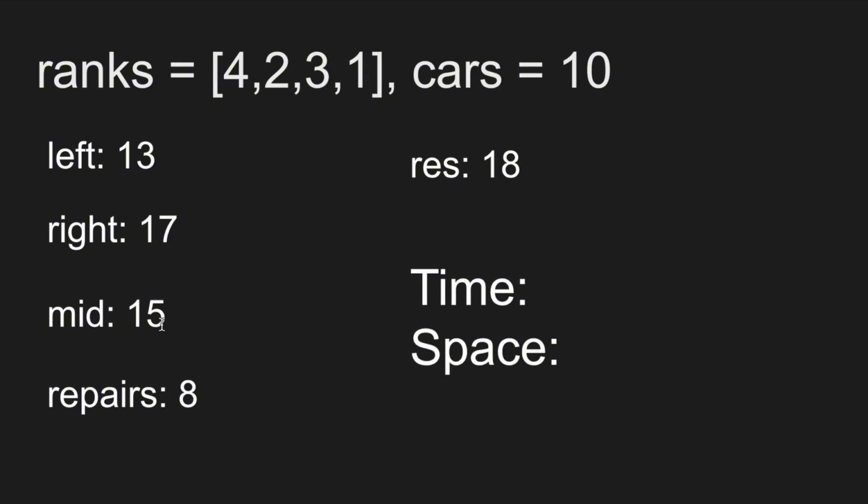Now with a middle value of 15, we can only make 8 repairs. So the result would stay at 18, but we need to shift the left pointer. Now with a middle value of 16, we can actually make 10 repairs, so we can update the result to 16. And now we shift the right pointer, but after we shift it, we realize that the right and left pointers have met, so we can end the binary search and return 16 as our result.